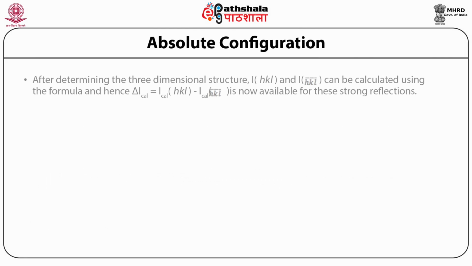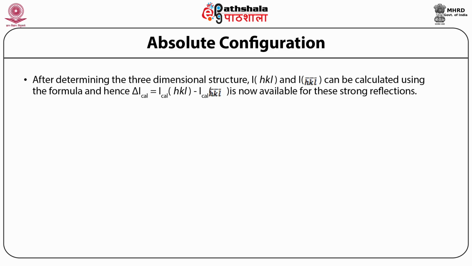Once you determine the three-dimensional structure of the molecule, you have the positions, little j equal to 1 to n, of all the atoms in the unit cell. Now, there is a formula for the structure factor FHKL as AHKL plus i times BHKL, where AHKL and BHKL are the geometrical forms of the structure factor, for which values are available.